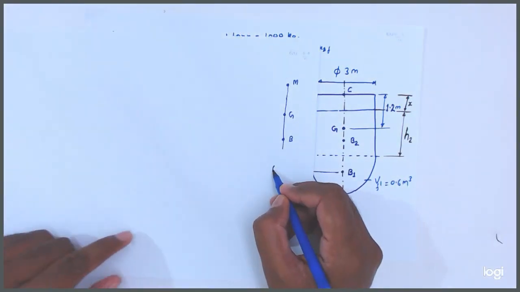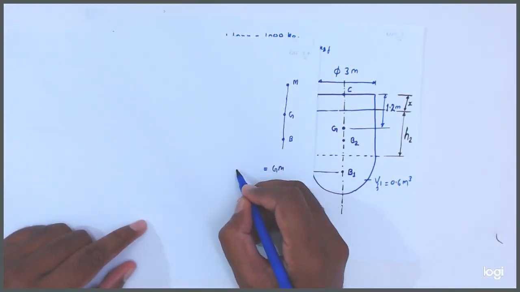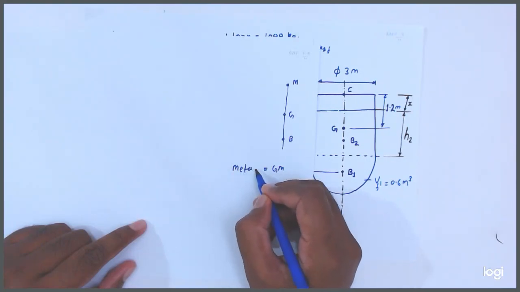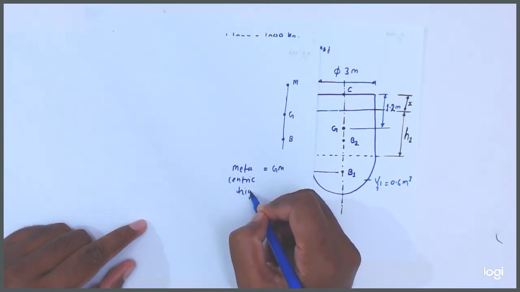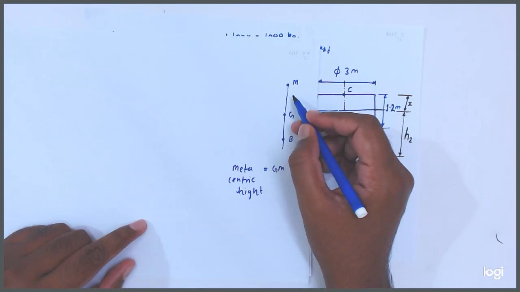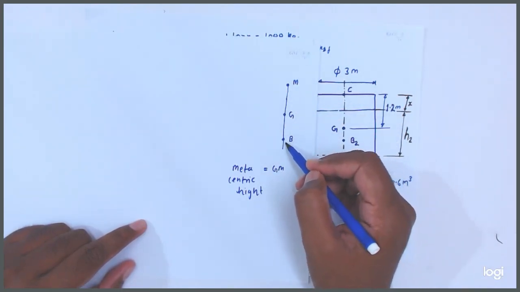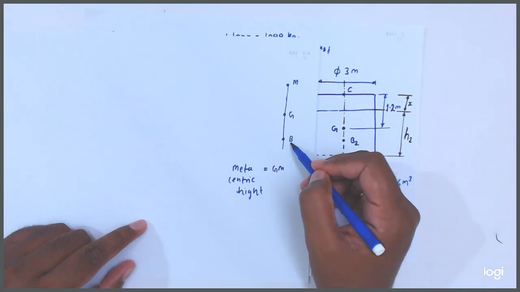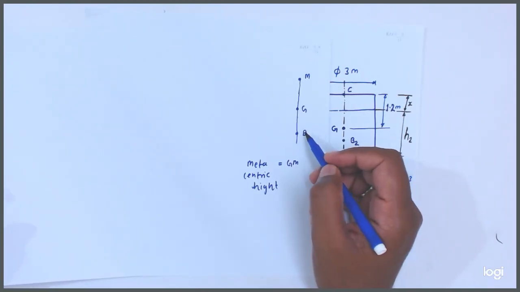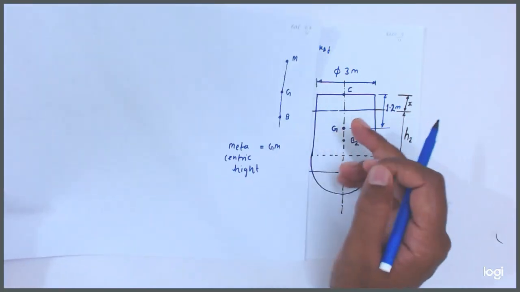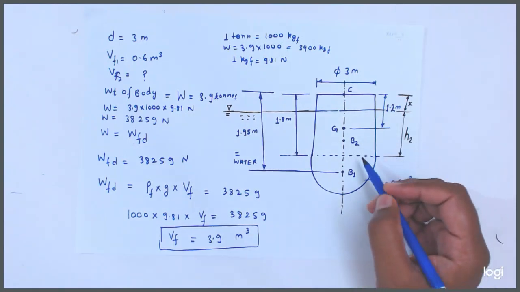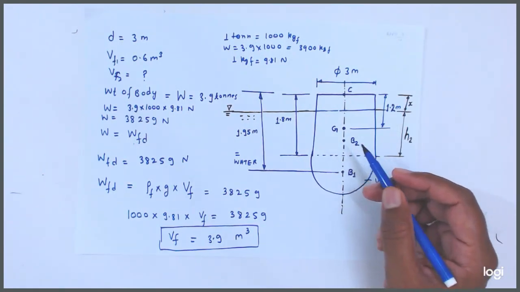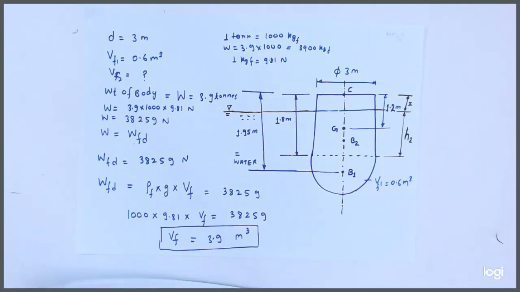So what is the value of the metacentric height? GM is the metacentric height. Okay friends, so we have to find the GM value. For this, we have to determine the center of buoyancy of the whole body. Okay friends, the center of buoyancy of the whole body we have to determine. Now, friends, you see here how to find the center of buoyancy of the whole body.